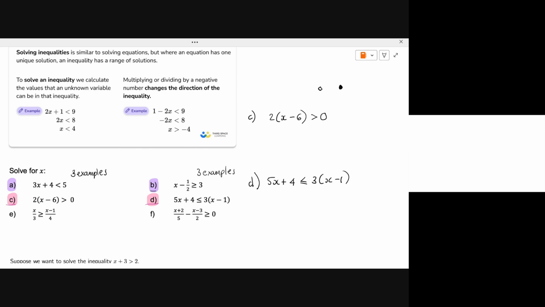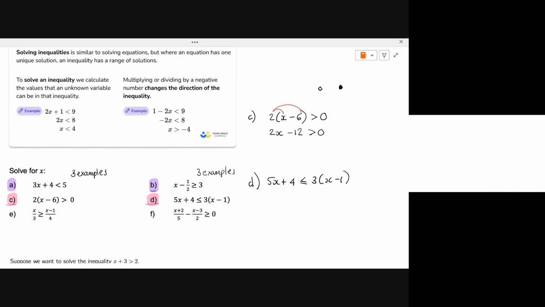All right, let's look at the answers really quickly. I'm just going to remind you guys that in mathematics, brackets mean multiply. So what we're actually doing is multiplying the brackets by the 2. So I'm going to go 2 times x, and 2 times negative 6. 2 times x is 2x, 2 times negative 6 is negative 12, and all of that is greater than 0.